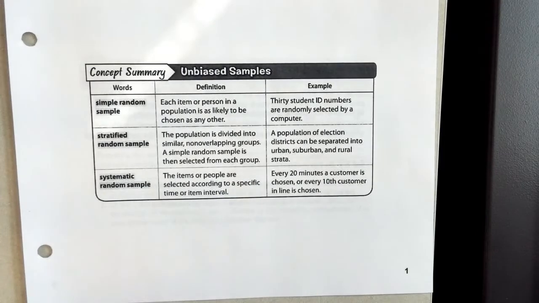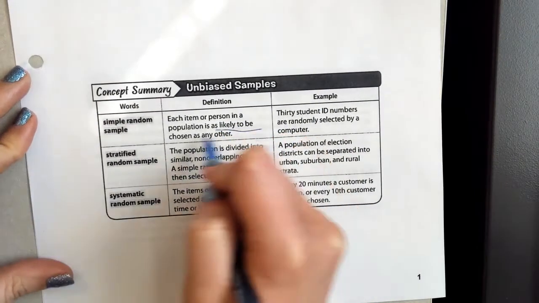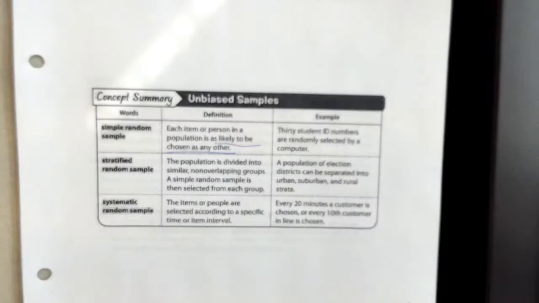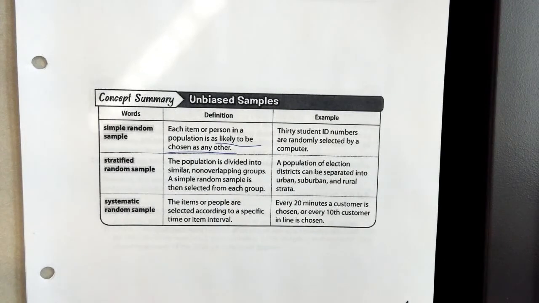Of our unbiased samples, there are 3 of them. The first one is simple random. Each item or person in a population is as likely to be chosen as any other. That's the important part. An example is 30 students' ID numbers randomly selected by a computer. I like to think of simple random as when teachers put names on popsicle sticks and draw names to see who will answer the question. Since everybody's name is in there, each student has the same chance of being chosen as anybody else. So that's simple random.